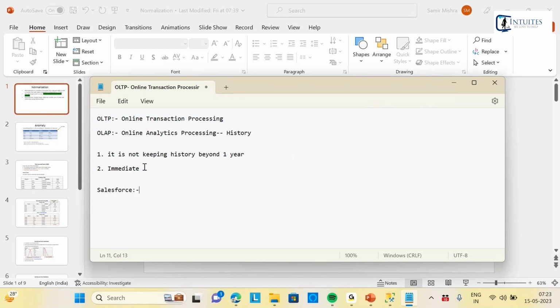Have you ever heard about Salesforce or any kind of ERP? Anybody heard about this? We are not learning Salesforce here. I heard about CRM system. CRM, correct, ERP system or CRM, whatever.